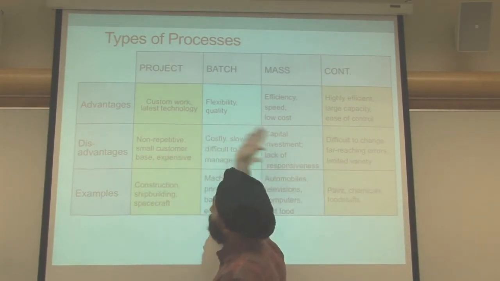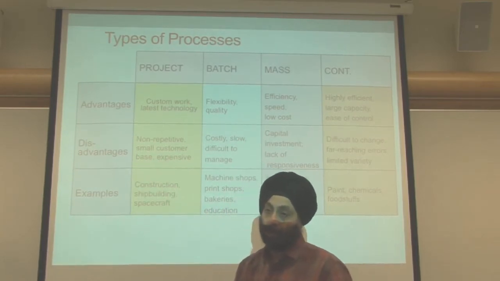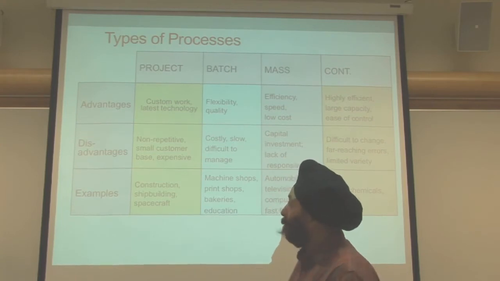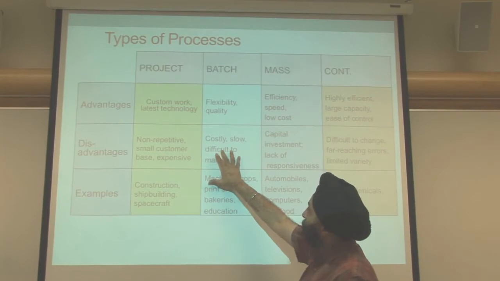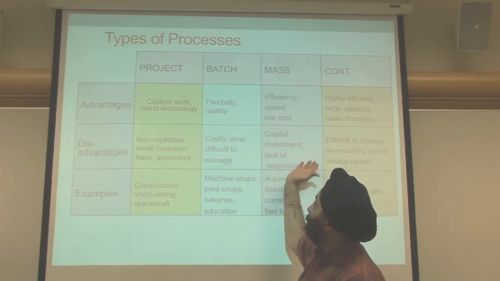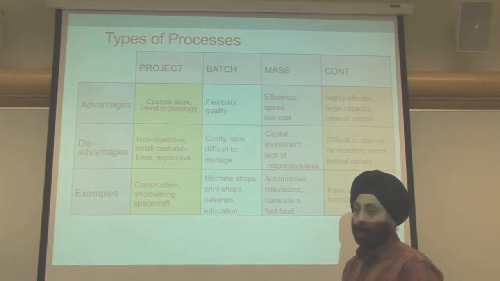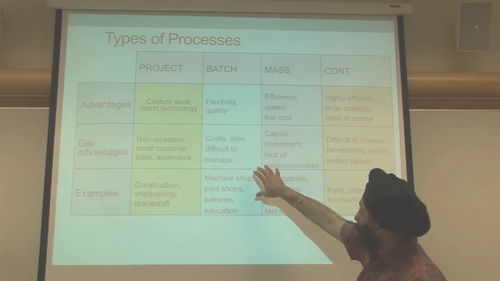Of the disadvantages, again, in this case, you can see the opposite. Non-repetitive, and that's the downside, even though if you need to create more of those, every time the same amount of effort is needed. Small customer base, expensive. Batch over here is costly compared to mass and continuous, but difficult to manage also because of the general purpose machines that are being used in this case.